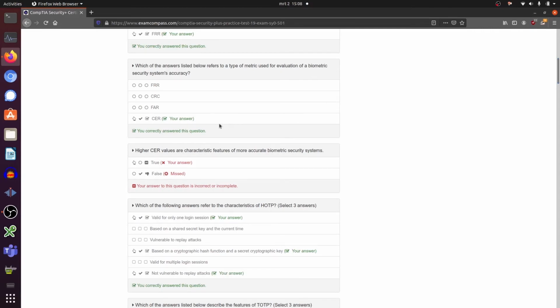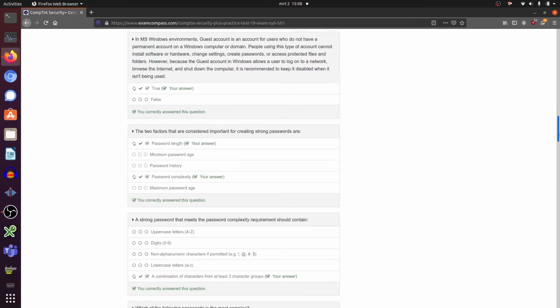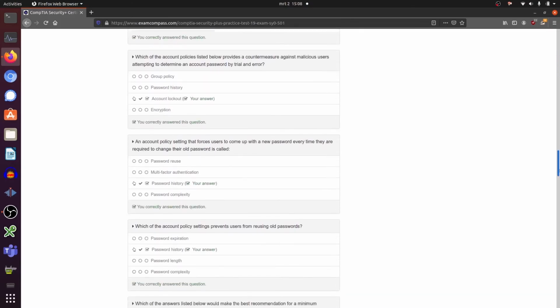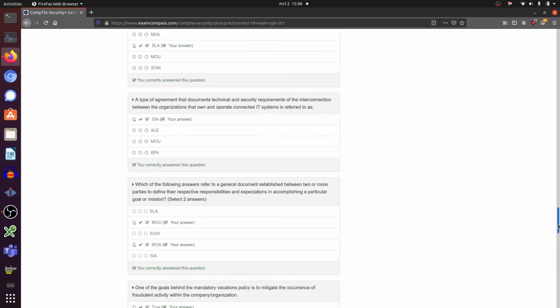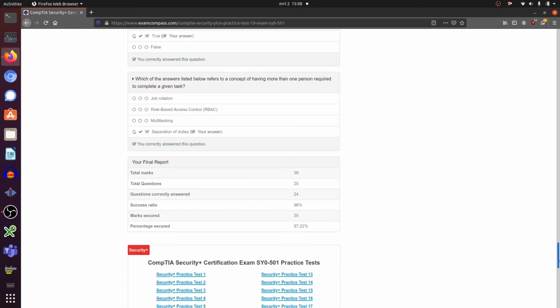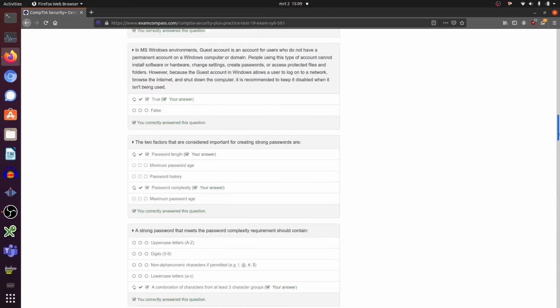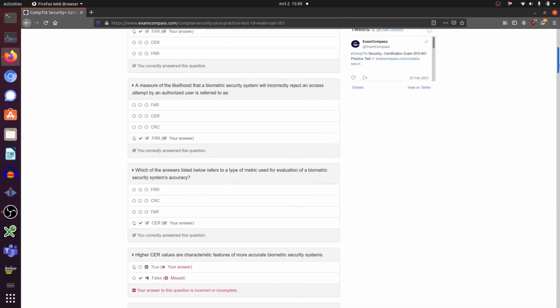Okay, so SEG was good in this answer, but higher SEG values doesn't automatically mean it's a more accurate biometric security system. Interesting. The rest seems good. Good. Wow. Okay, now only one incorrect answer, which I don't really get actually. Doesn't make a lot of sense to me.